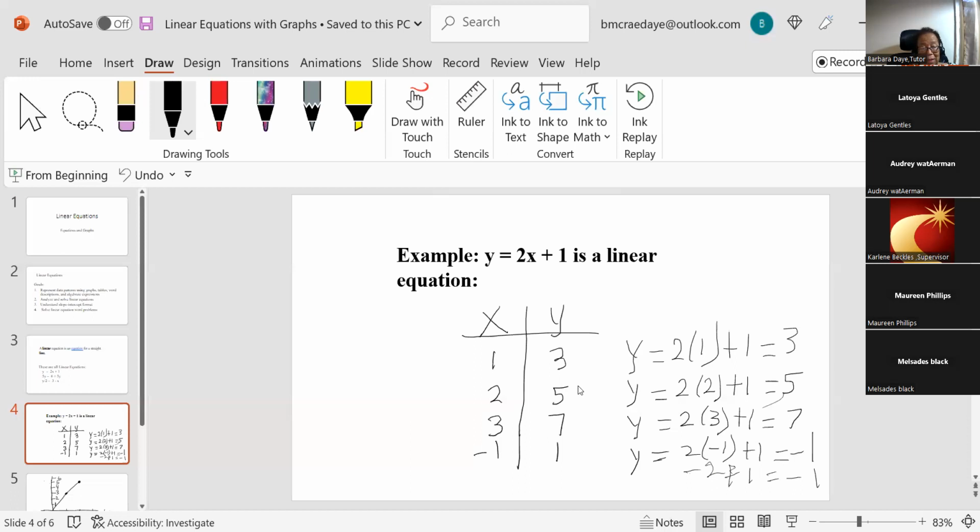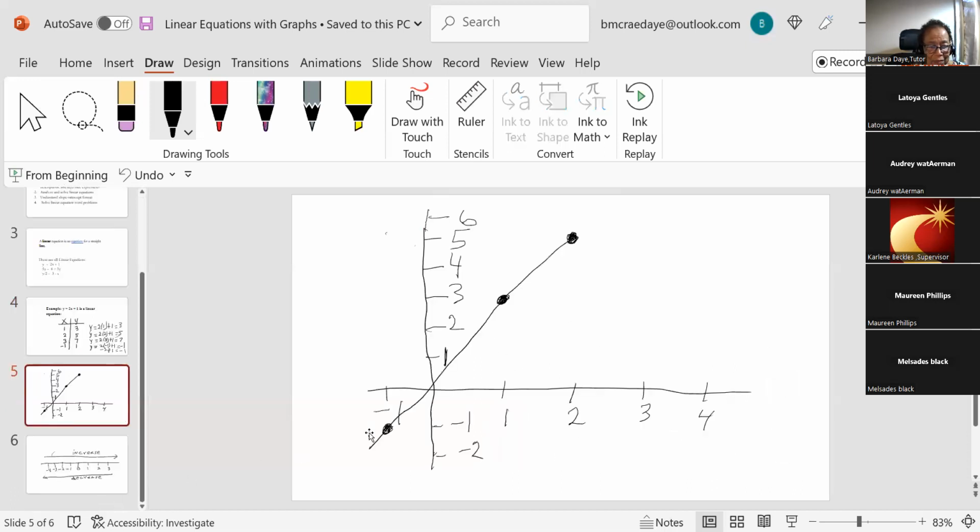So what can I do with them? I can plot them. And this is a linear equation. We know we should get what? A straight line. Got it? Okay. We have our equation. We have our table. Now let's look at our graph.